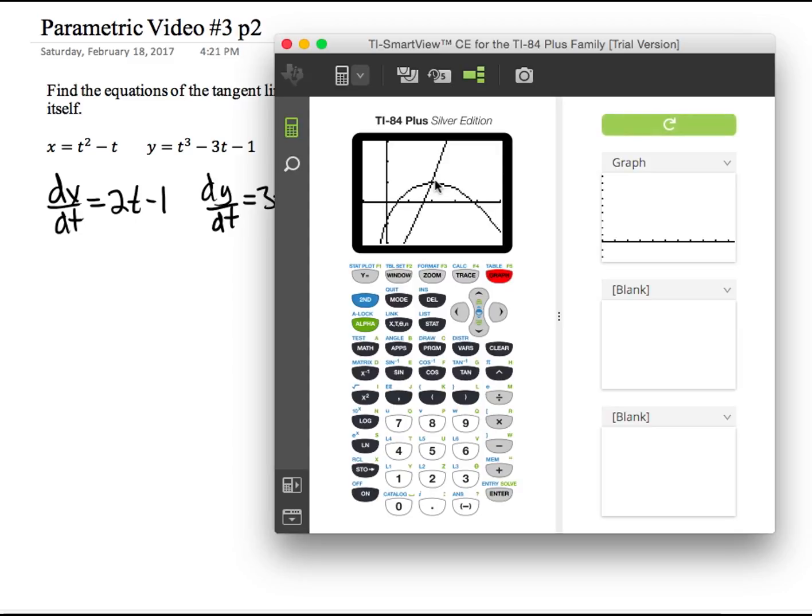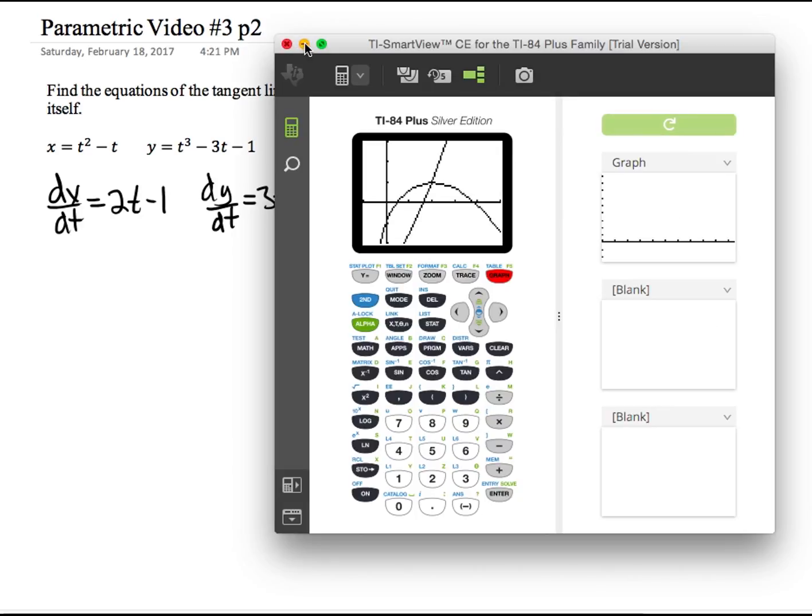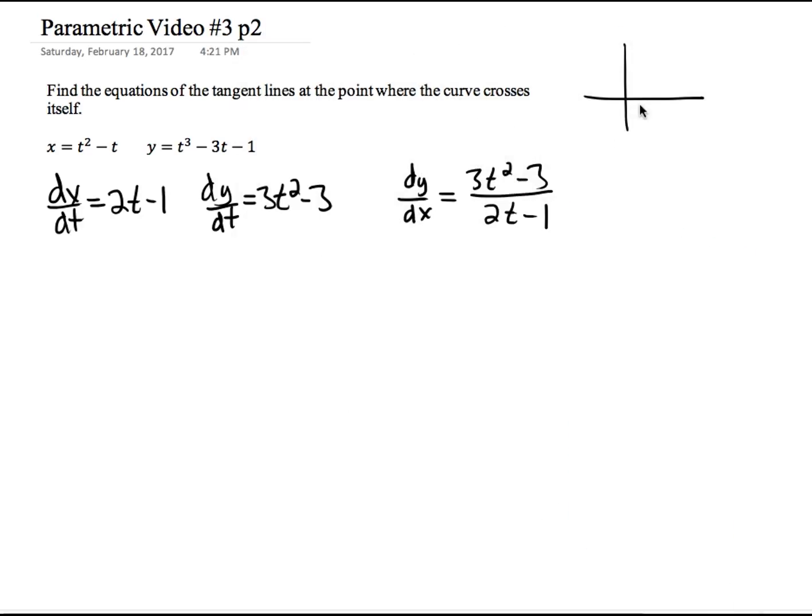So let's try to just work with that and see if we can figure out what t might be for that case. So we'll experiment again, but let's just try to figure that out a little bit now. So it looks like they crossed themselves. Let's just kind of draw the graph up here like what we saw. Something like that. So it crossed itself, it looked like at about 2, 1.